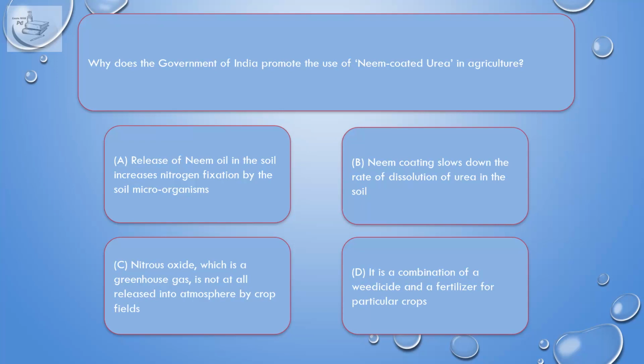Question: why does the Government of India promote the use of neem-coated urea in agriculture? A. Release of neem oil in the soil increases nitrogen fixation by the soil microorganisms. B. Neem coating slows down the rate of dissolution of urea in the soil. C. Nitrous oxide, which is a greenhouse gas, is not at all released into atmosphere by crop fields. D. It is a combination of a weedicide and a fertilizer for particular crops. Correct answer is B. Neem coating slows down the rate of dissolution of urea in the soil.